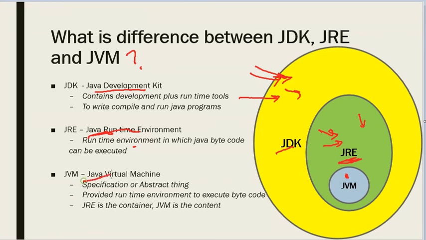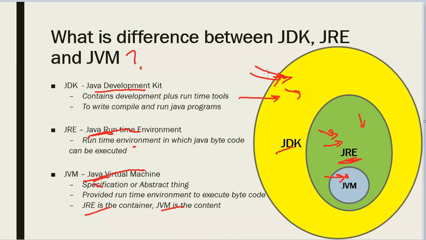So what is JVM? JVM is actually a part of JRE. It's inside the JRE. So JRE is the container, JVM is the content inside it. JVM is the virtual machine that is actually executing the Java bytecode.